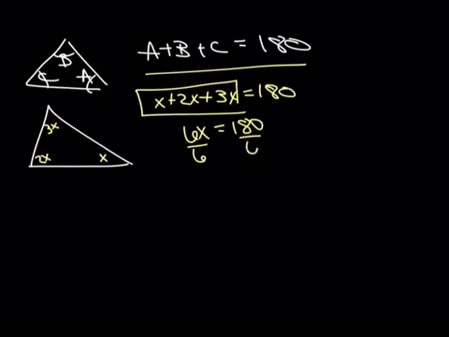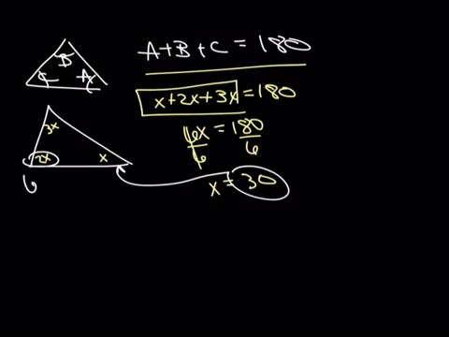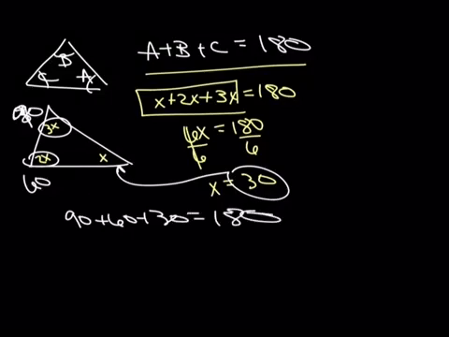Divide by 6, divide by 6. Those go away. 180 divided by 6 is 30. So what did I find? The smallest angle is 30. This one is 2 times 30. This one is 3 times 30, 90. So if we add all those up, I get 180 degrees, which is exactly what I want.